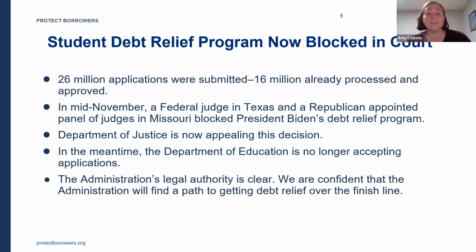Okay. So this debt relief plan was a historic and exciting opportunity for folks, so much so that 26 million people applied in the past few months, and 16 million borrowers already are approved for cancellation, and they're just waiting in a queue. And as you may already know, a federal judge in Texas and a panel of judges in Missouri blocked President Biden's student debt relief plan in mid-November of last year. And while the Department of Justice is appealing the decision, and you know that the oral arguments already happened for these cases on the 28th of February, the Department of Education is no longer accepting applications. So although the debt relief program is blocked for now, we're confident that the Biden administration will find a way to get debt relief across the finish line.